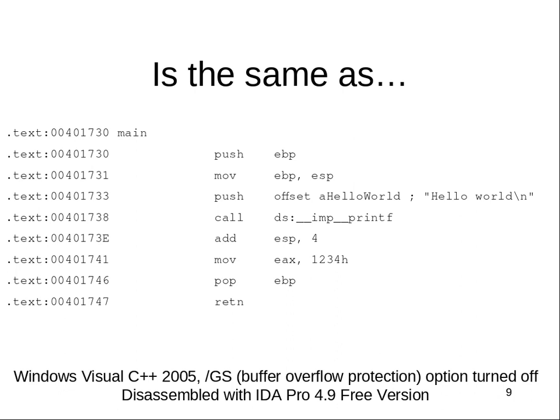But you just push EBP on the stack. You move ESP into EBP. You push the offset of hello world, which is the string, so you can push where the string is. You call printf so it knows that it needs to go to hello world. It prints it off. When it comes back, you need to adjust the stack pointer because you just came back from it. You move that number into EAX so you can tell that this program is going to return 1, 2, 3, 4 in hex. You pop it, and then you return.